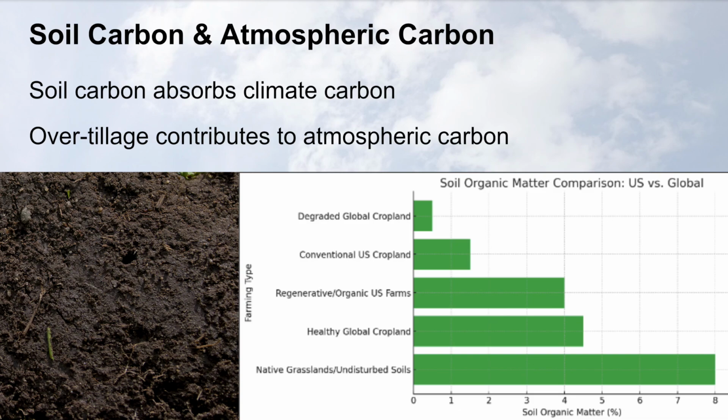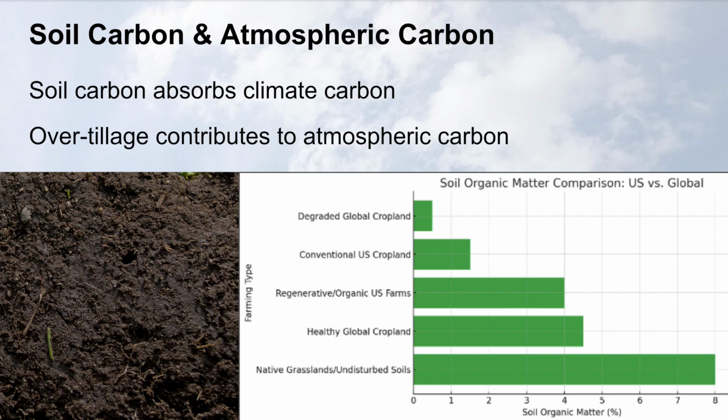Soil organic matter is one of the planet's biggest natural carbon sinks. However, land degradation and overtillage release stored soil carbon and increase atmospheric carbon. By adopting regenerative practices like cover crops, no-till, and rotational grazing, we can improve soil resilience and climate resilience simultaneously.